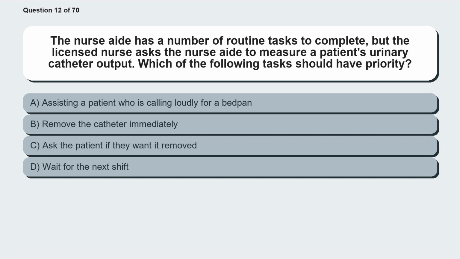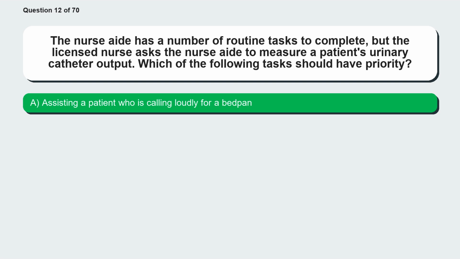Question 12. The nurse aide has a number of routine tasks to complete, but the licensed nurse asks the nurse aide to measure a patient's urinary catheter output. Which of the following tasks should have priority? Option A. Assisting a patient who is calling loudly for a bedpan. Option B. Remove the catheter immediately. Option C. Ask the patient if they want it removed. Option D. Wait for the next shift. The correct answer is option A.